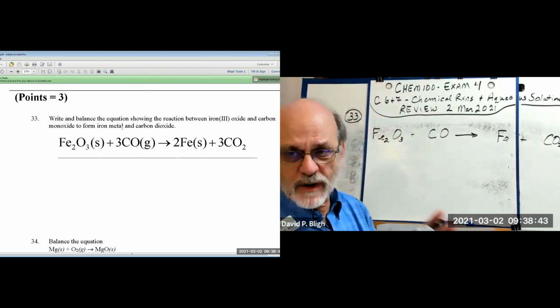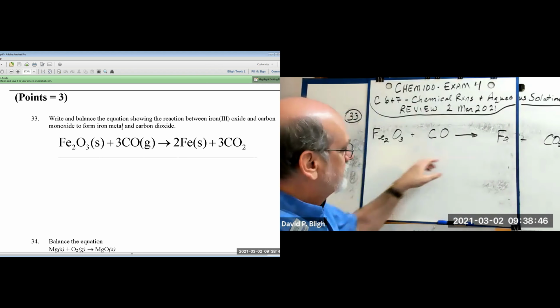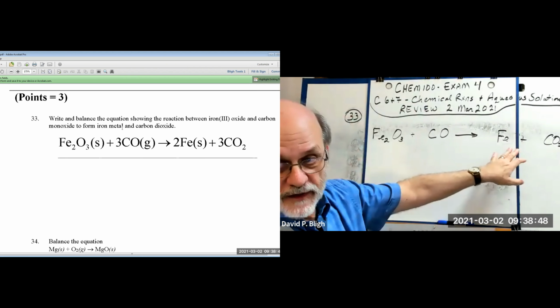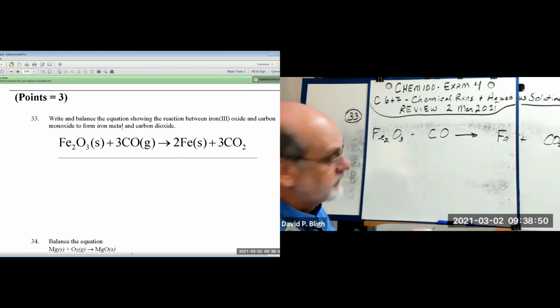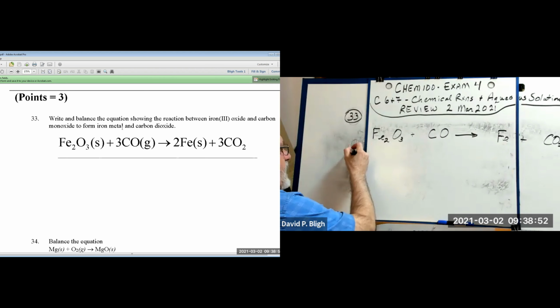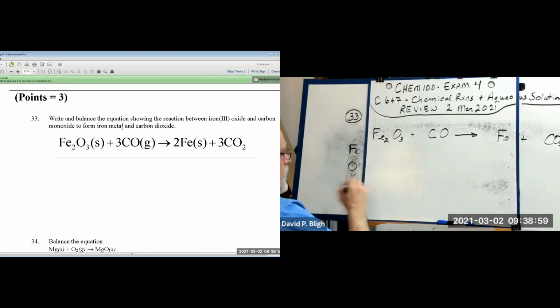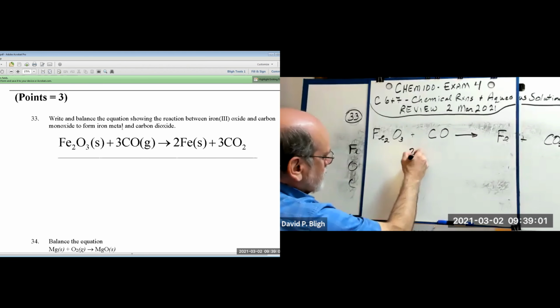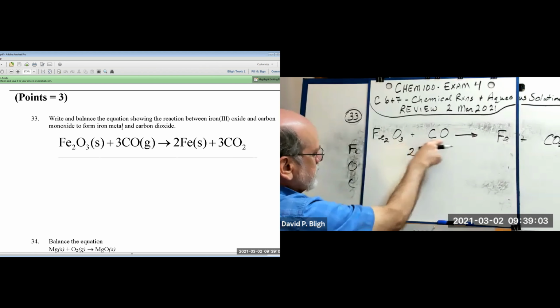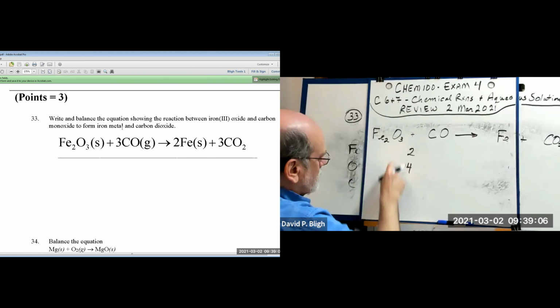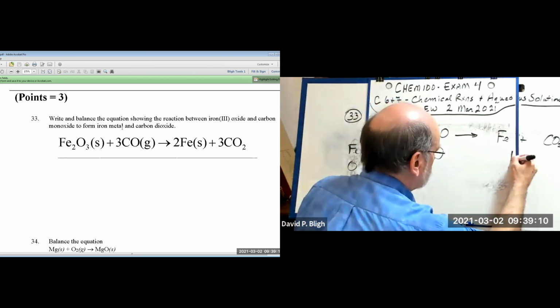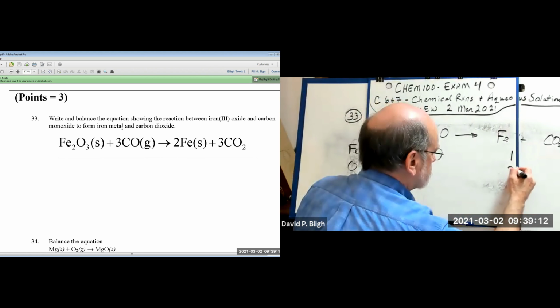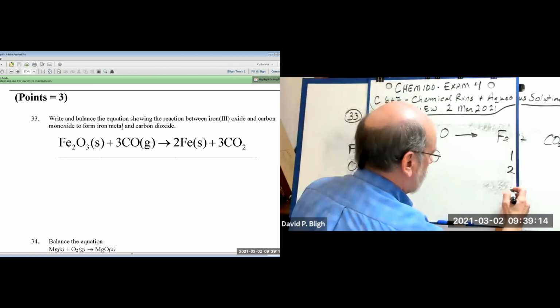Okay, now we want to balance this equation. Right? We have a free element here that we want to hold to the end. That just makes sense. We're going to set up our tally. There's iron, there's oxygen, and there's carbon. So we have 2 irons to start with. We have 4 oxygens. We have 1 carbon. And on this side, we have 1 iron. We have 2 oxygens. And we have 1 carbon.